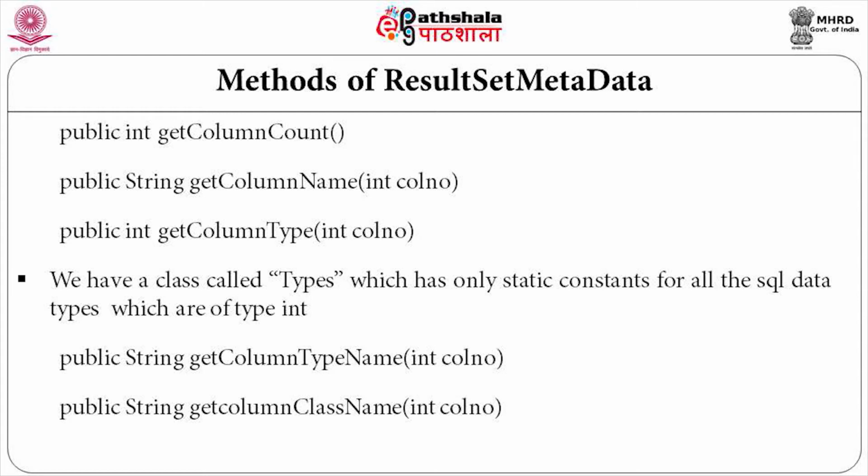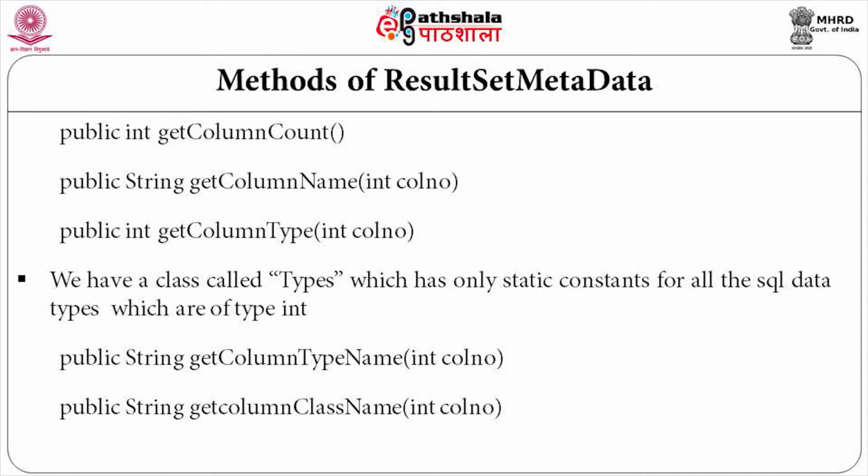For this integer value, we have a class called Types. In the java.sql package, there is a class called Types, which is full of public static final int declarations. So there are integer constants. This java.sql.Types is full of integer constants for the various SQL data types. There is public static final int VARCHAR equal to some value, public static final int NUMERIC equal to some value, the various constants available for all the SQL types.